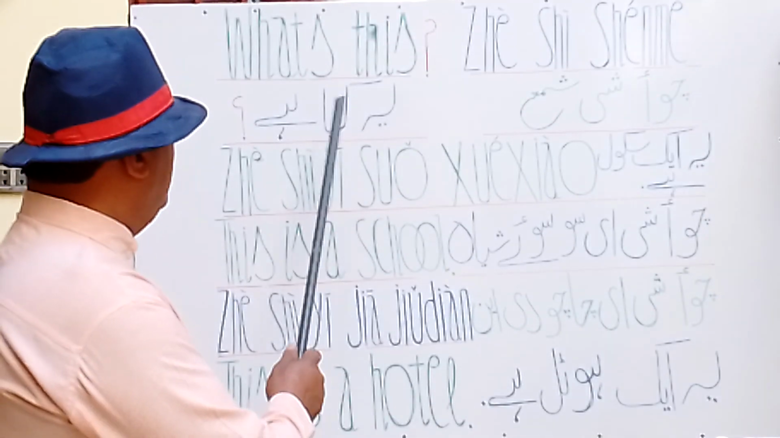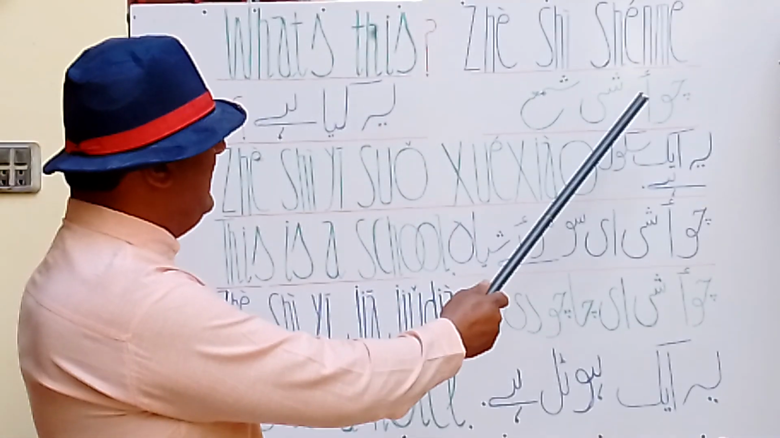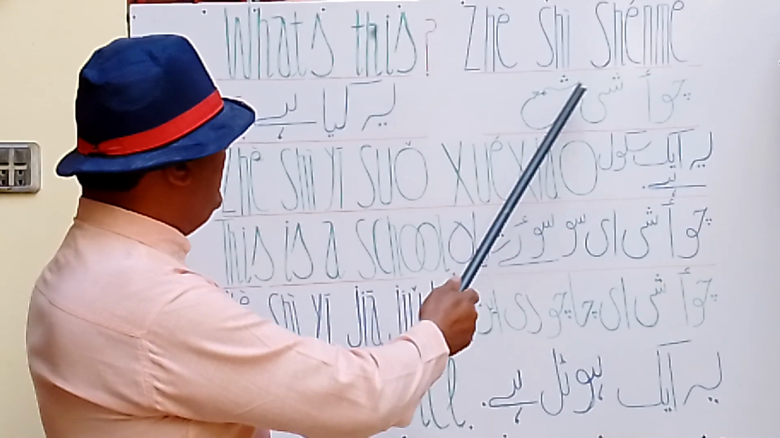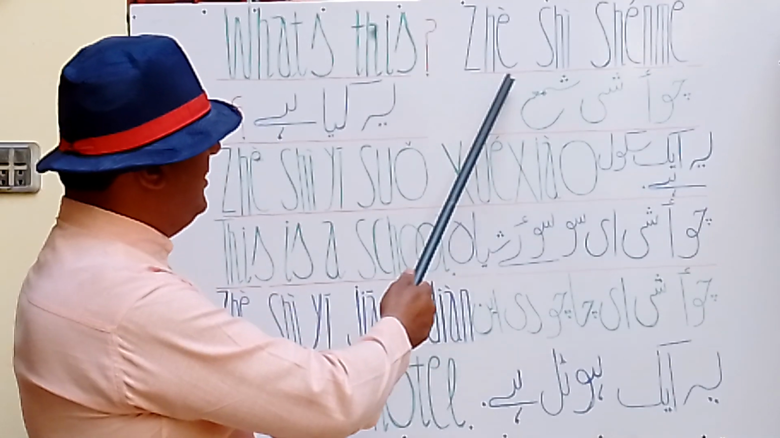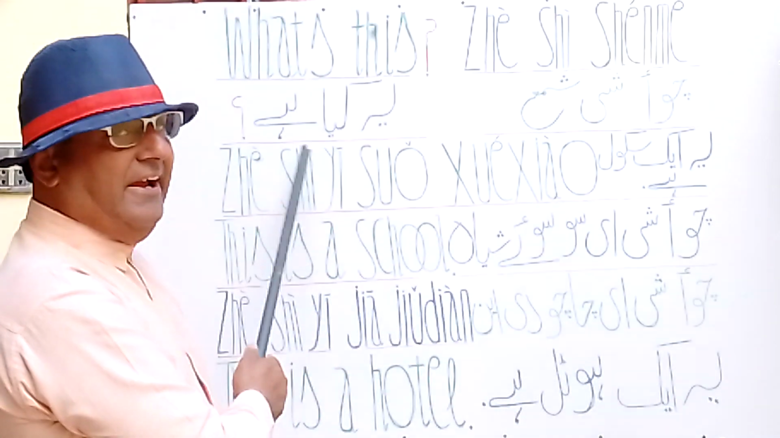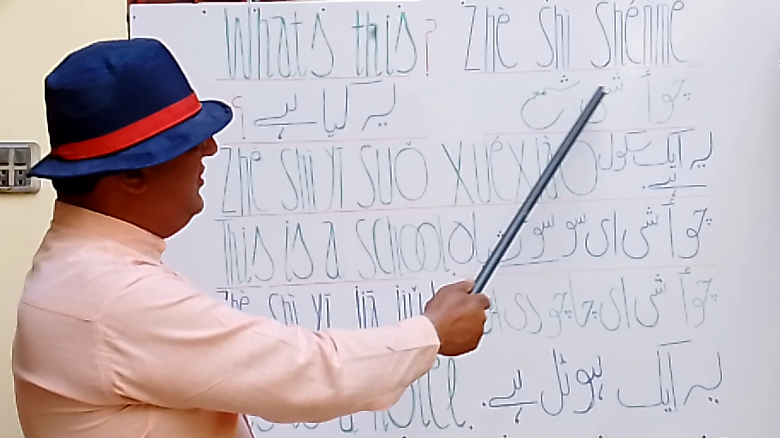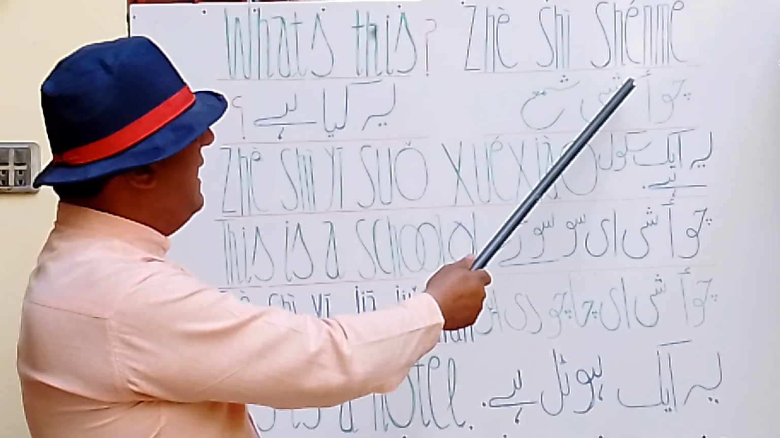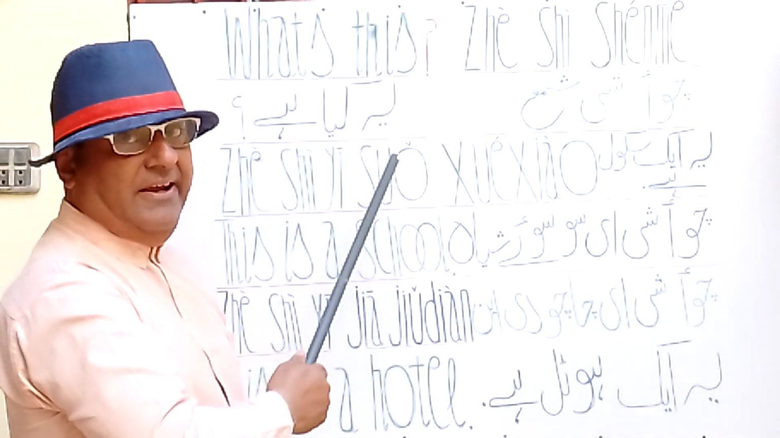The first statement is, you see here, what's this? In Chinese, chua shi shamma. Chua means this, shi means is, and shamma means what. Chua shi shamma. What's this?